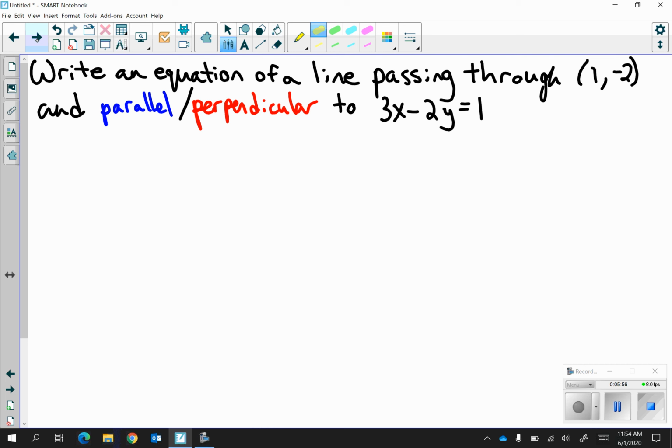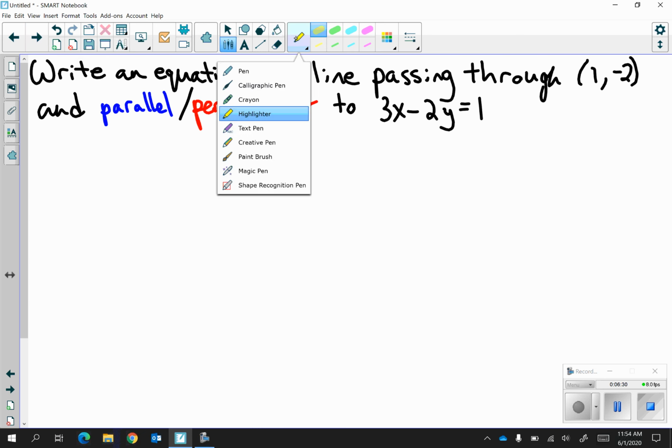Now let's try working on writing an equation of a line passing through the point 1 comma -2, and I wrote parallel / perpendicular to the equation because we're going to find it. I really combined two problems in one. We're going to find the equation of a line that's parallel, and then we're going to find the equation of a line that is perpendicular. Now in this case, they didn't give us 2 points, so they gave us a point and an equation, which makes things a little bit different, but mostly the same.